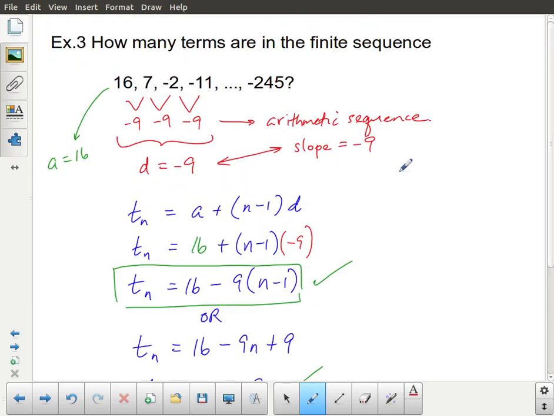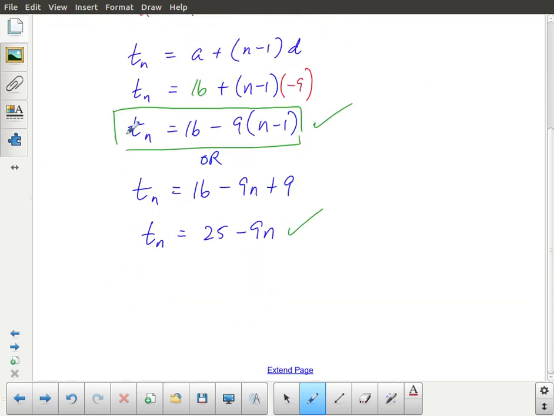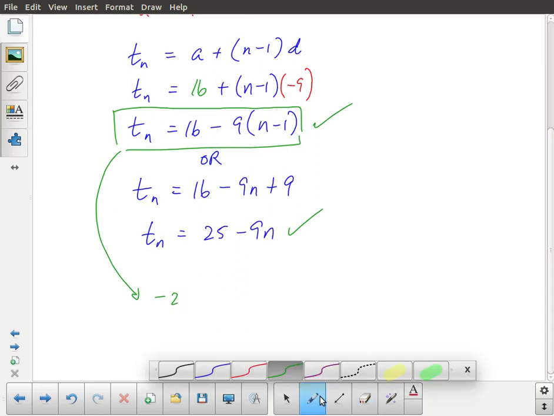Okay, I haven't actually answered the question yet. The question wants to know about this last term of negative 245. Well, how many terms does that represent? So in other words, if this is the last term, what is the n value that goes with that term? So let's go ahead and set our last term. I'm going to bring this down here and set this equal to negative 245.